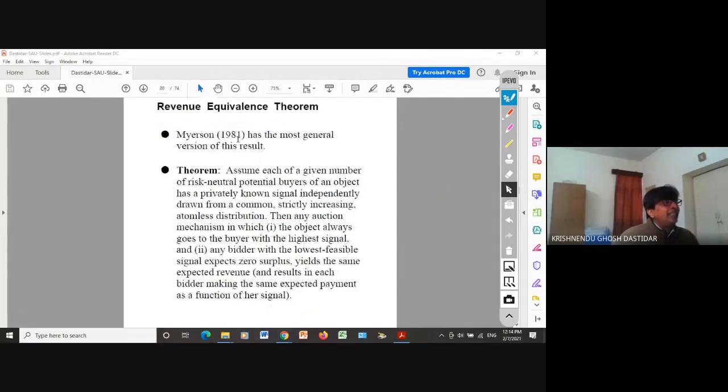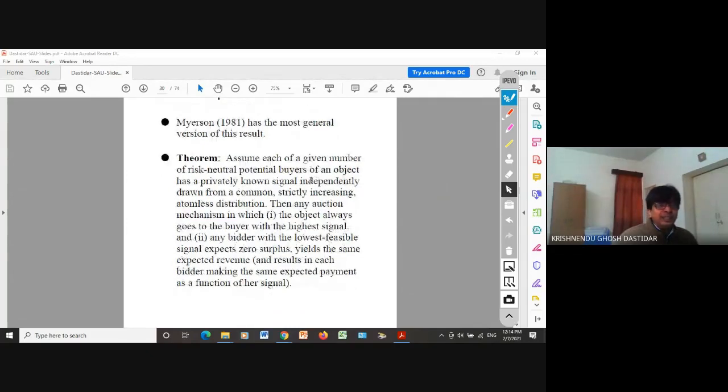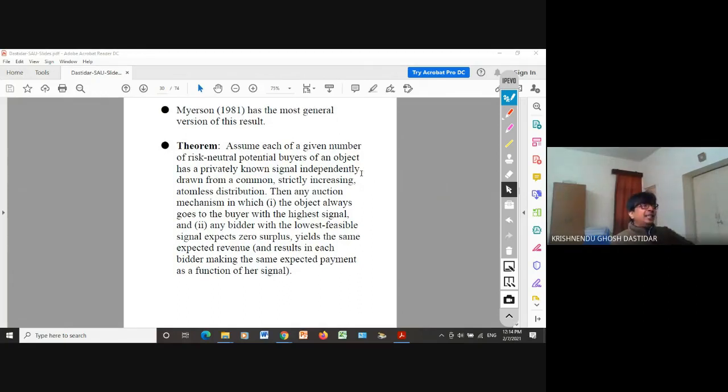Now, Myerson, in his remarkable 1981 paper, gave the most general version of this result. It says: assume each of a given number of risk-neutral potential buyers of an object has a privately known signal independently drawn from a common, strictly increasing, atomless distribution. Then any auction mechanism in which the object always goes to the buyer with the highest signal, and any bidder with the lowest feasible signal expects 0 surplus, gives the same expected revenue.